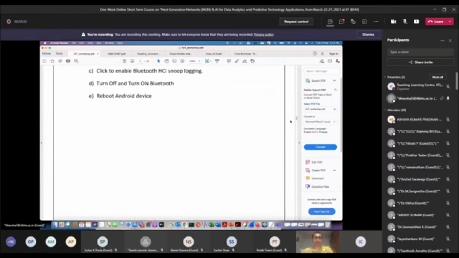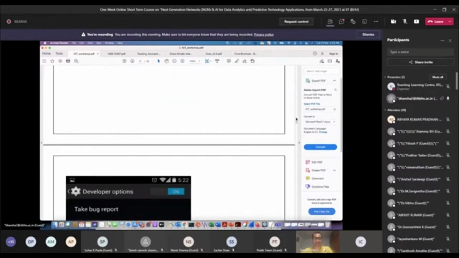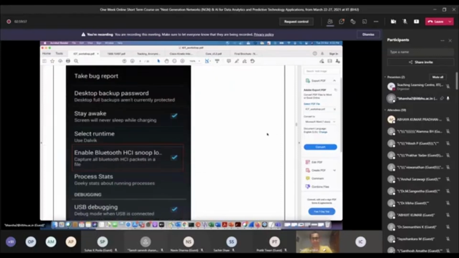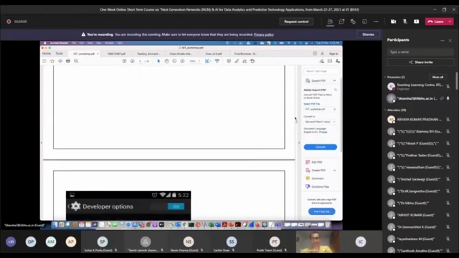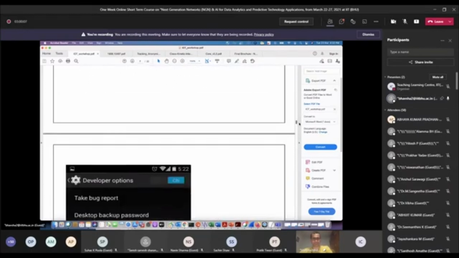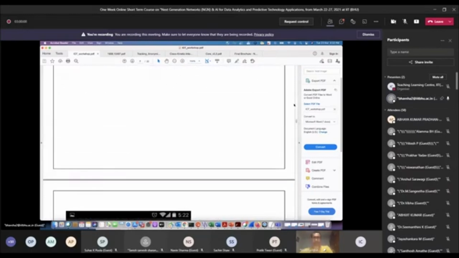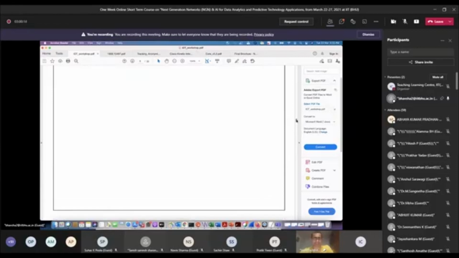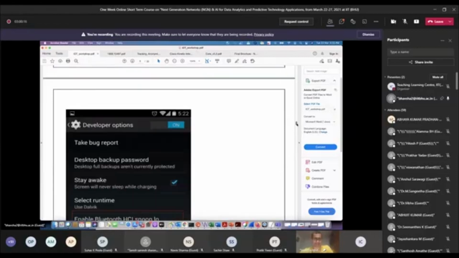Okay, now, this is an important thing. It's going down. Now, in one of the reconnaissance phases, what I did was, once I installed the application, I enabled the logs, BT Snoop logs, on the mobile phone. Okay, so this is the snapshot of that.